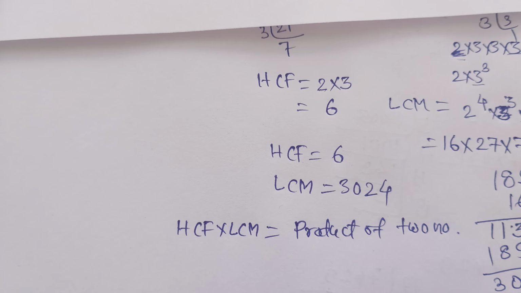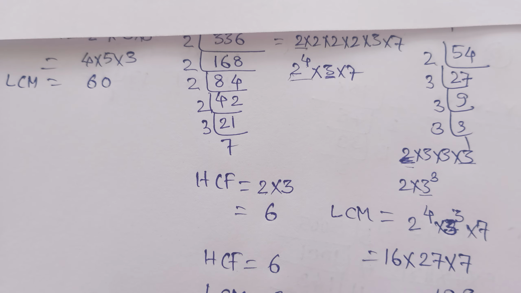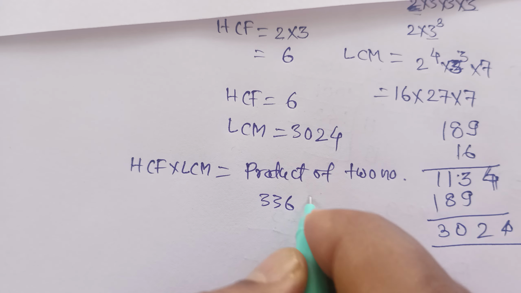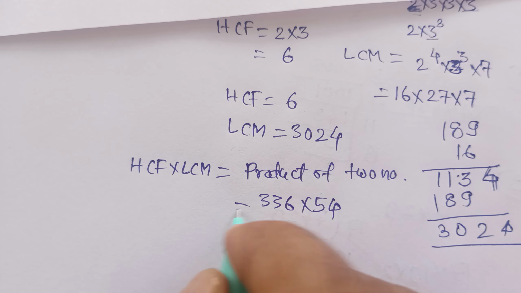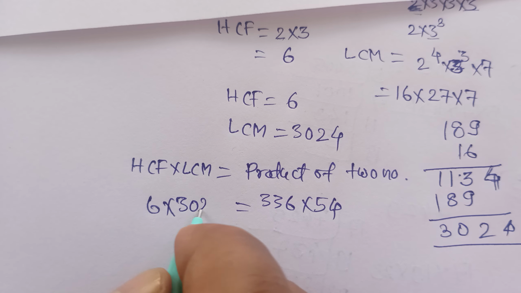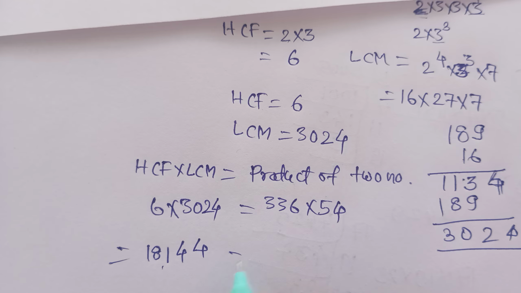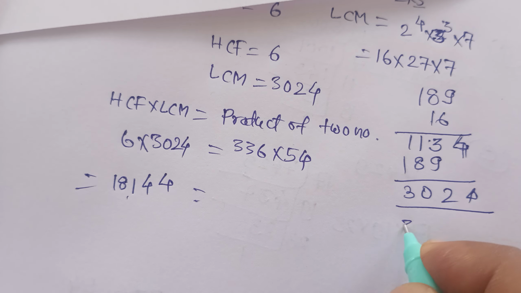For the product of two numbers, you remember, we have 336 and 54, correct? And what is the SCF we got? 6 we got. LCM, how much we got? 3024 you got, correct? Now if you verify, if you multiply, 6 fours are 24, 6 twos are 12 and 2, 14, and 6 zeros, so 1 only, 6 threes are 18, correct? 18,144 you got.